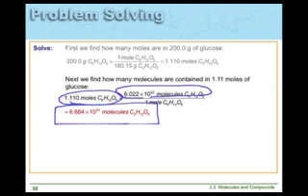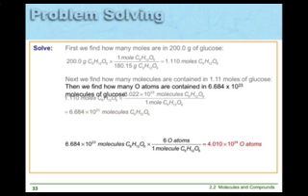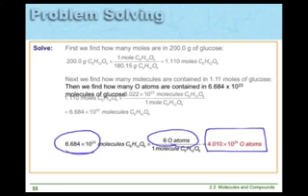Notice my steps. I converted grams to moles first, and then I went from moles to molecules by multiplying by Avogadro's number. Okay? Now, once I know that, that's how many molecules I have. But look, there are 6 oxygen atoms in every molecule. So now I'm going to take my number of molecules, which is 6.684 times 10 to the 23rd, and multiply that by 6 oxygens in every molecule. Gives me a total of 4.01 times 10 to the 24th oxygen atoms in 200 grams of glucose.